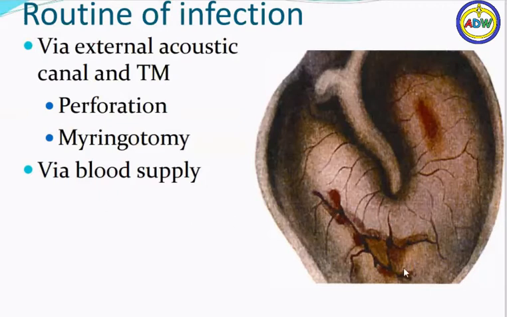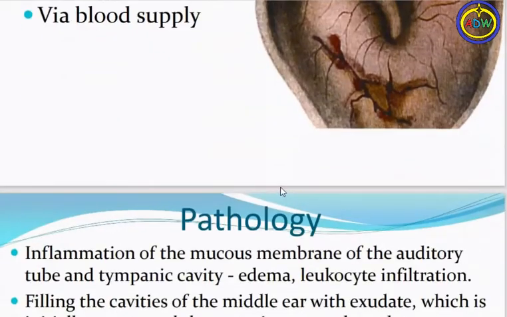And via the external acoustic canal, infections can also spread, because on the skin of the external acoustic meatus some microorganisms are present, and maybe patients swim and dive in contaminated water, and through this perforation, water can affect the middle ear. Via blood supply also, but it's very rare via blood supply, very rare.